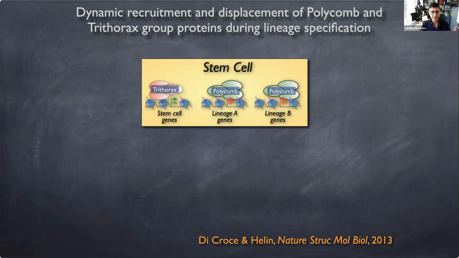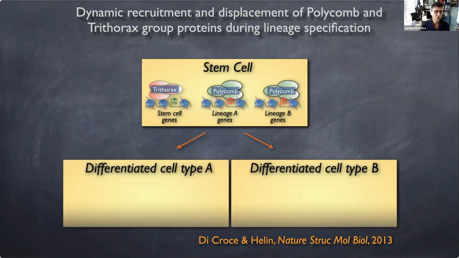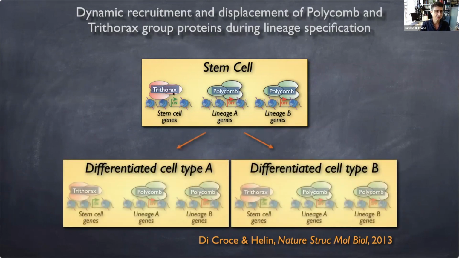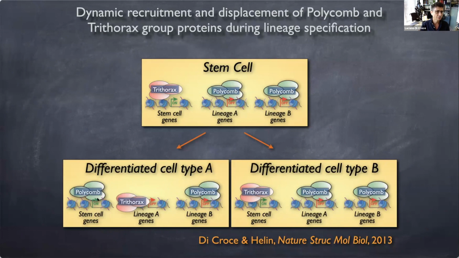Now, both in vivo and in vitro, when we trigger differentiation, those genes which contained Trithorax and were active are repressed upon induction of the differentiation stimuli, as Polycomb relocates to these genes and leads to their repression.